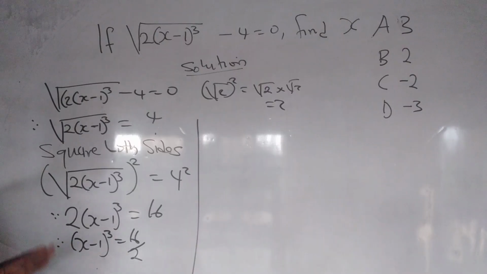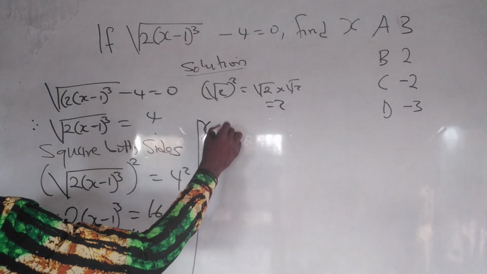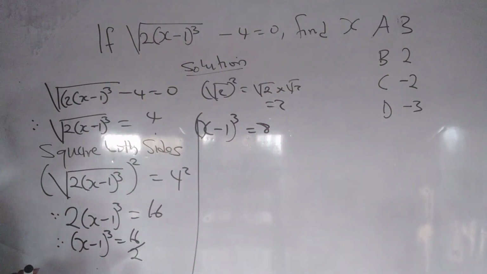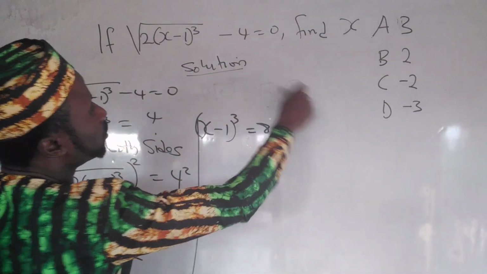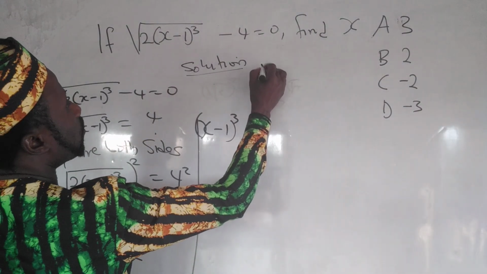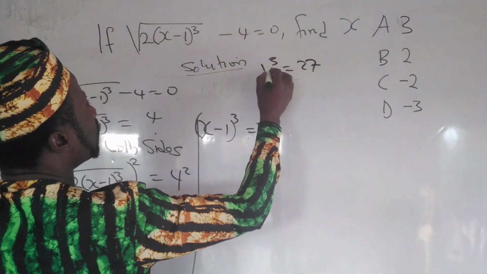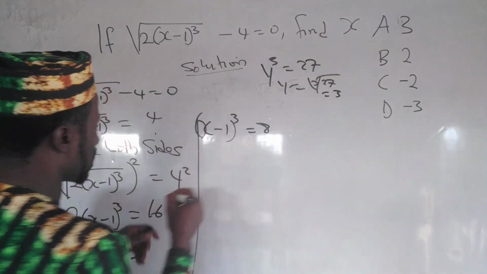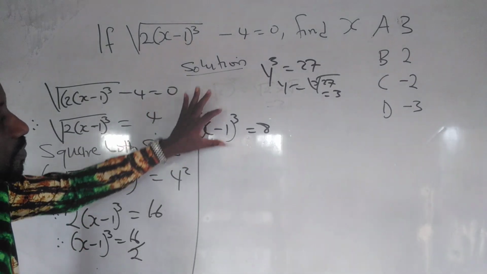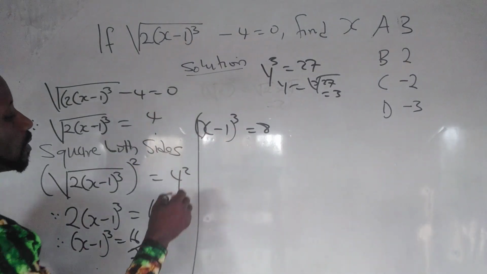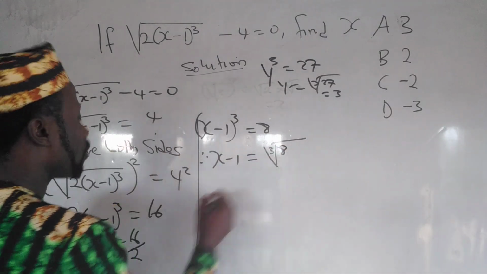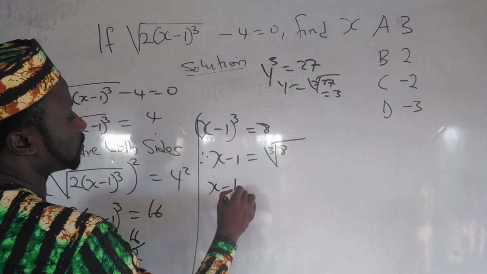Now, this x minus 1 raised to the power of 3 is the same thing as 8, because 16 over 2 is 8. So with this now, also remember the concept I want to give to you: if you have maybe y raised to the power of 3 is equal to 27, what is y? y will be the cube root of 27, which is the same thing as 3. So the same thing happened here. If the whole of this cubed is equal to 8, what is x minus 1? So x minus 1 is equal to the cube root of 8. Cube root of 8 is equal to 2.